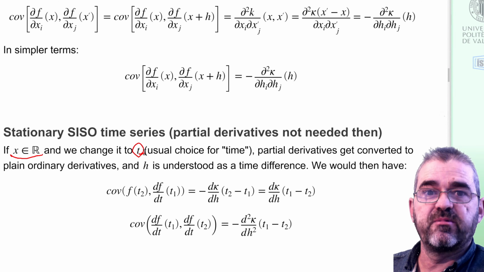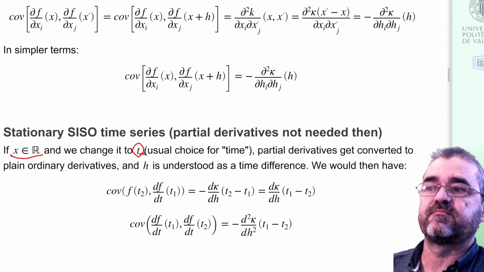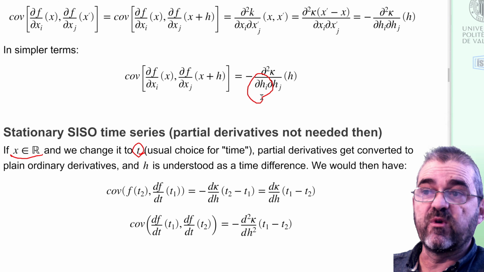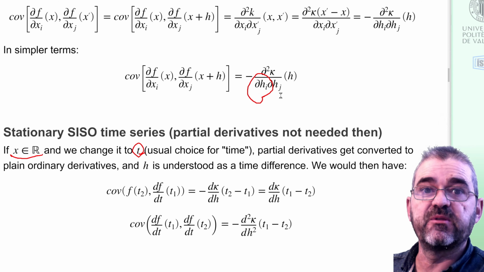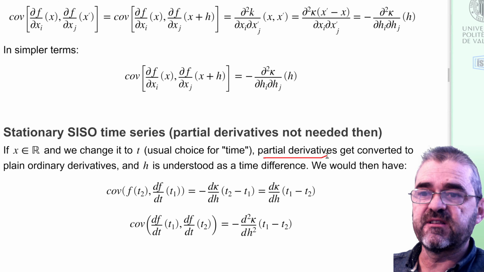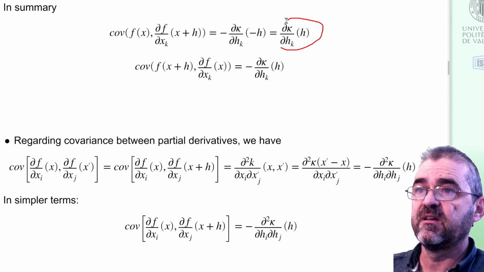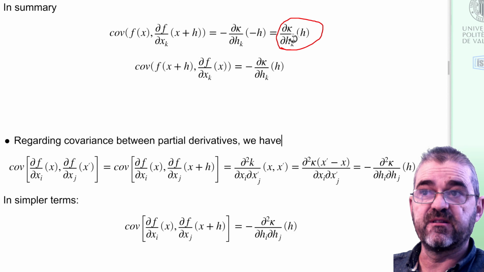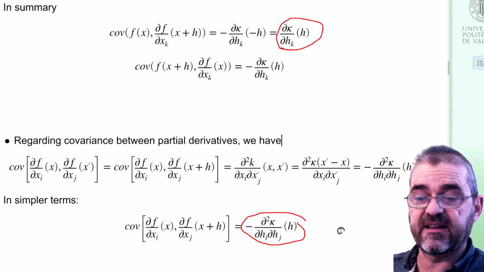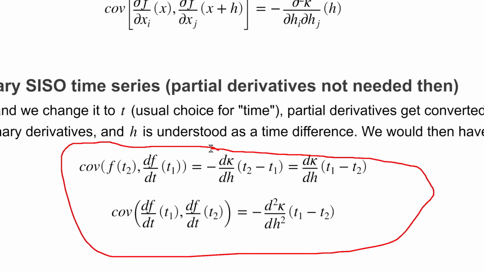So in those kind of problems, the input variable, we call it time, lowercase t. Well, in a single dimensional time series, we just have one thing to take derivatives of. So we don't have h i, h j, we have just h, no partial derivatives, converted to just ordinary derivatives, d. So in this case, we will have just the derivative of kappa, and in this case, we will have the second derivative of kappa. So these are the final formulas for a time series.